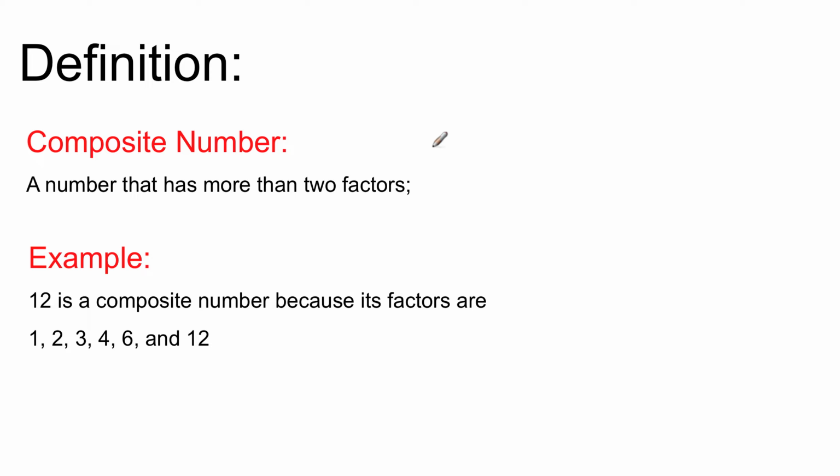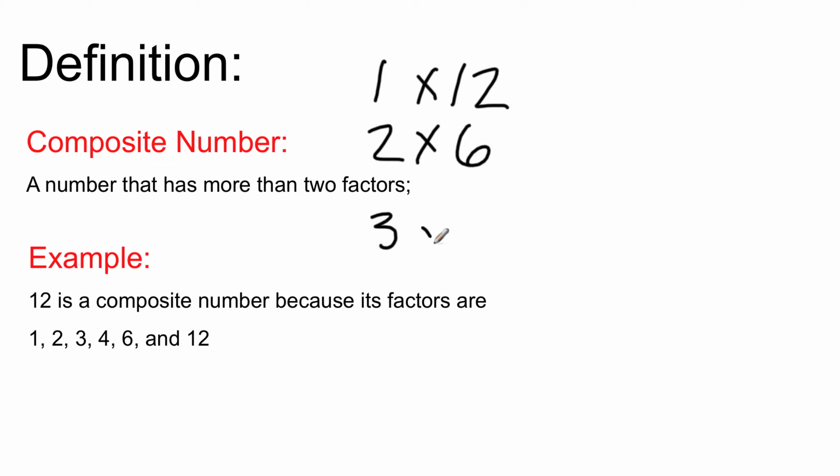Let's continue on to the composite number. A composite number has more than two factors. In the case that we're using as an example here, 12, let's look at all of the factors that make 12. So 1 times 12 equals 12, 2 times 6 equals 12, 3 times 4 equals 12. So you've got everything there. You tick everything off: 1, 2, 3, 4, 6, and 12.